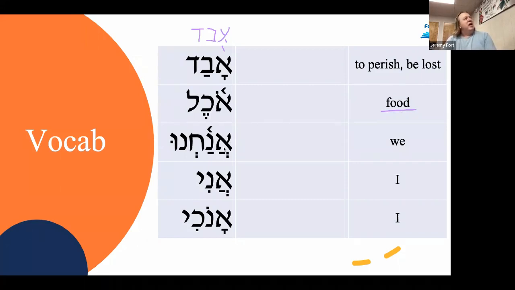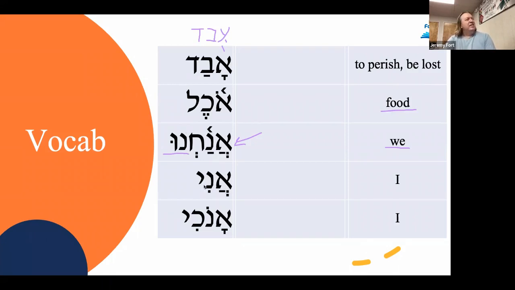Next one. Anachnu means we. So if there's any in here that I really would say concentrate on, it's going to be these pronouns. Well, the new ending is the we. Ah, you already figured that out, didn't you? Where do you think they got that? From anachnu, exactly.